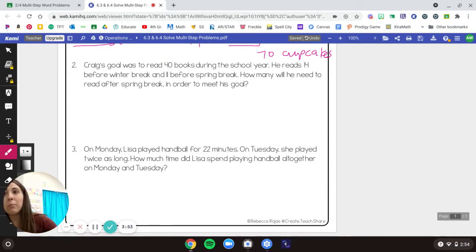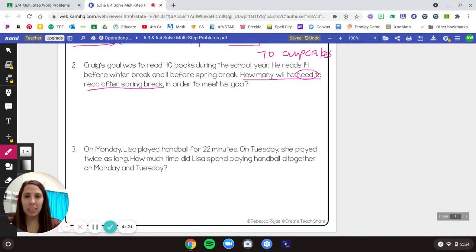All right, number 2. Craig's goal is to read 40 books during the school year. He reads 14 before winter break and 11 before spring break. How many will he need to read after spring break in order to meet his goal? So our question they want is, how many will he need to read after spring break? So now we're thinking he needs, right? This one was a little tricky. He needs, so we don't know that number.